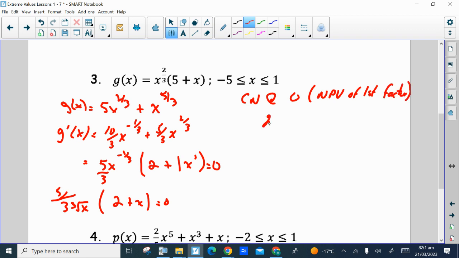And then the second one will be when 2 plus x equals 0, which is where x equals negative 2. Yes? You can take the cube root of a negative number. The cube root of negative 8 is negative 2. Negative 2 times negative 2 times negative 2 is negative 8.